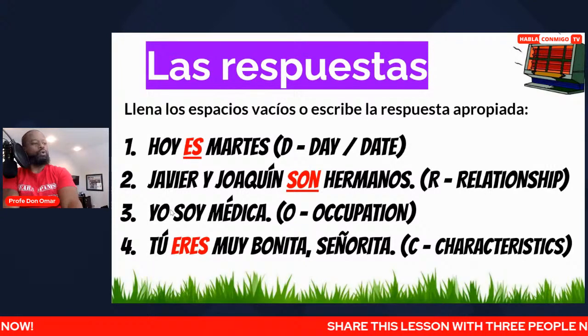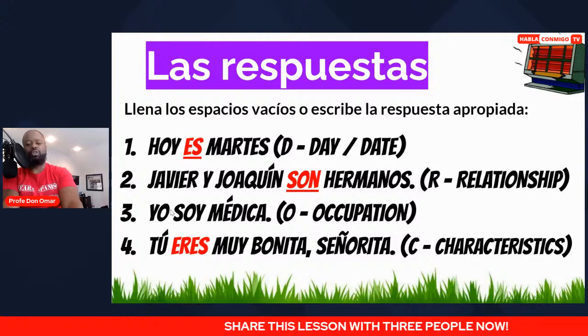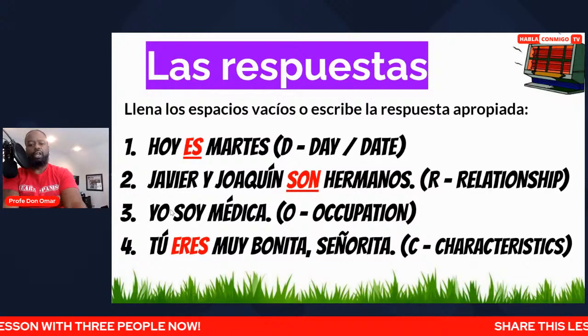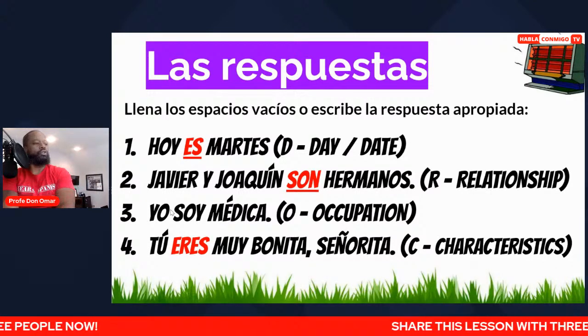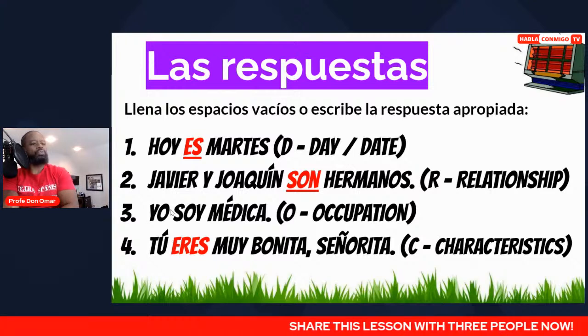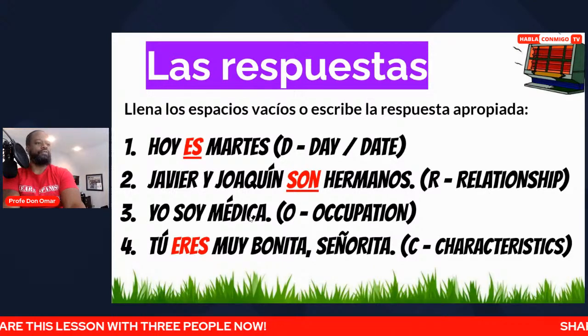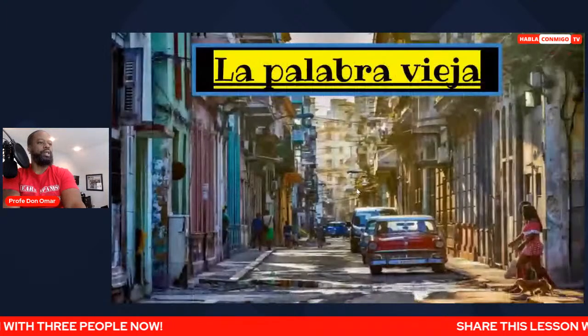Y número 4, tú eres muy bonita, señorita. Bars. All right, the tú form of the verb ser, C for characteristics. At least you had your letter correct, señor Stephen X. We just want to make sure you know where we're going with that conjugation of the verb ser. All right, let's keep it moving, damas y caballeros.